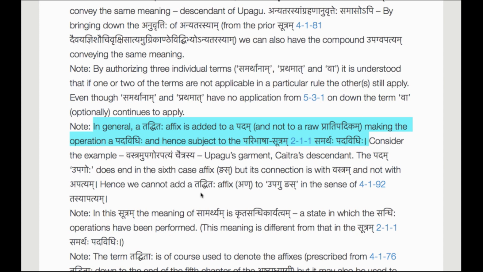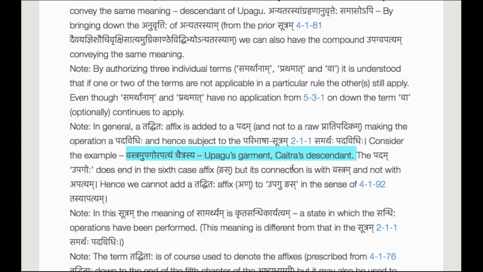So consider the example: vastram upagor apatyan chaitrasya. Upago's garment, Chaitra's descendant. The padam upagoho does end in the sixth case affix, nyas. Its connection is with vastram and not with apatyam. Hence we cannot add a tadhitaha affix an to upagoh in the sense of tasya apatyam, which is 4.1.92.